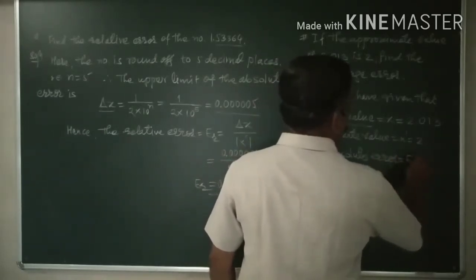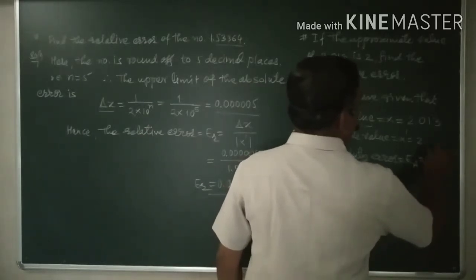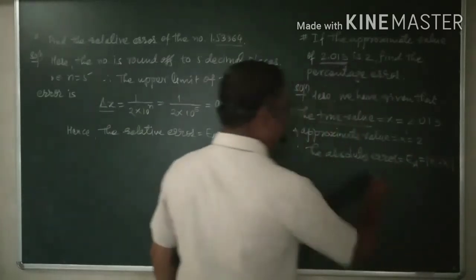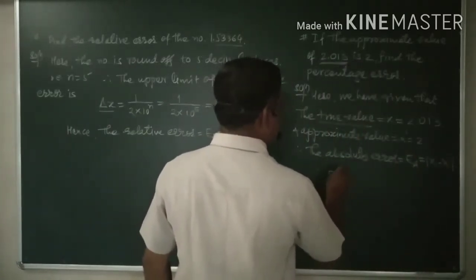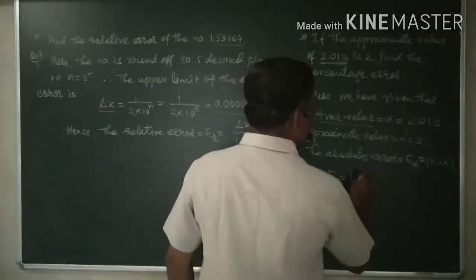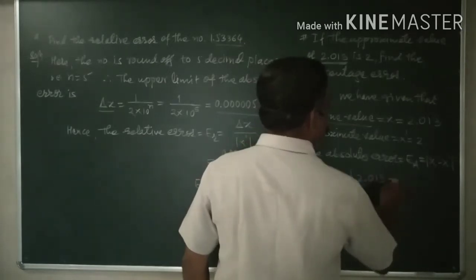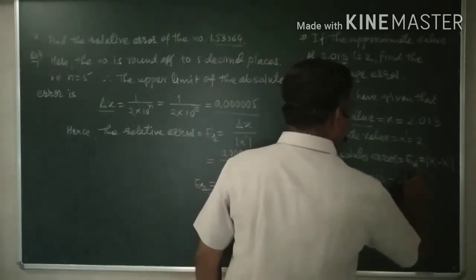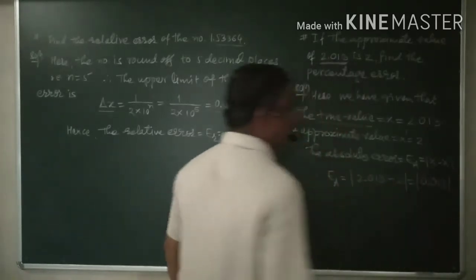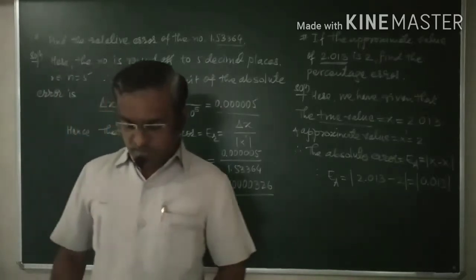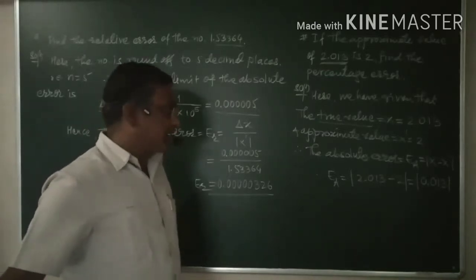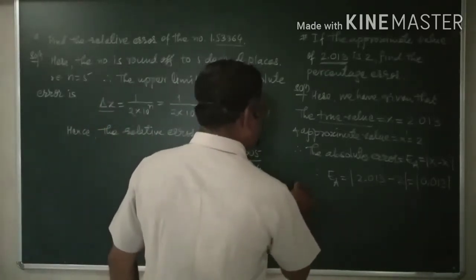EA is equal to the absolute value of x minus x dash. Let me write EA equal to the absolute value of 2.013 minus 2, which is equal to 0.013. Well, this is the absolute error. Now, once you obtain the absolute error, we can obtain the relative error.